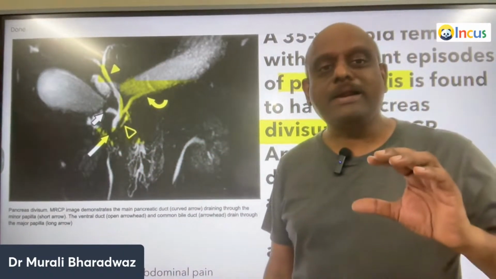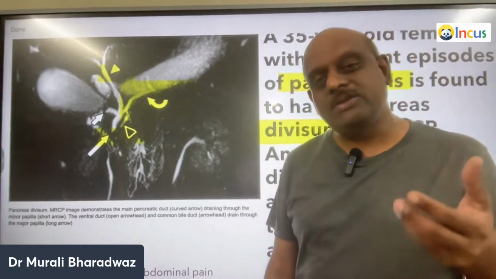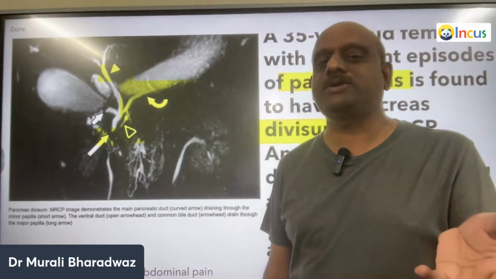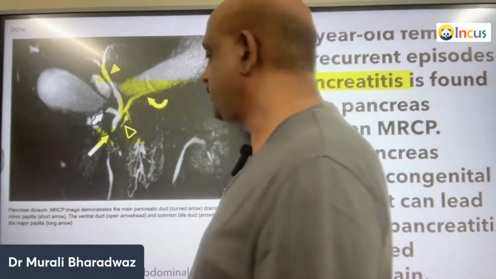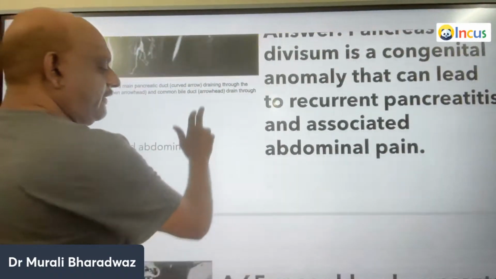So this is pancreas divisum, which presents with recurrent pancreatitis episodes with abdominal pain, is what you need to basically identify.